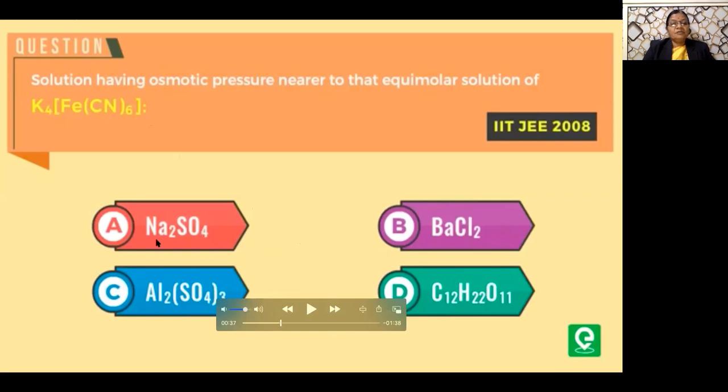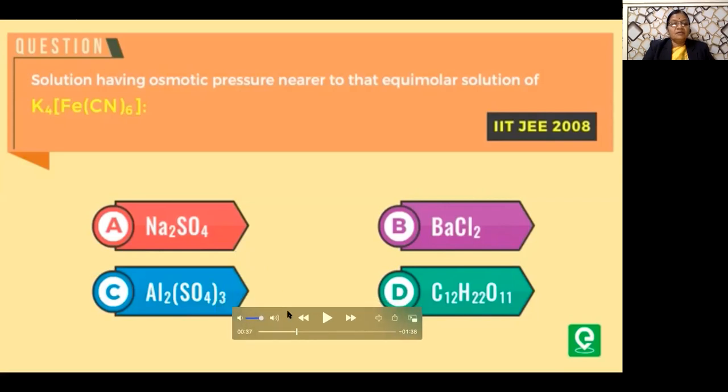Can you guess which is the correct answer? Here Na2SO4 means twice Na plus and sulfate ion. So 2 plus 1, 3 particles. So option A is not correct. Consider the second option, BaCl2: barium plus 2 and twice Cl minus. It also gives 3 particles. This is also wrong. What about aluminium sulfate, Al2(SO4)3? You can write the dissociation as twice Al plus 3 and thrice sulfate ion, SO4 minus 2. So the total number of particles is 3 plus 2, that is 5.